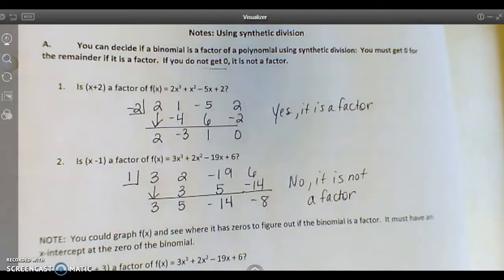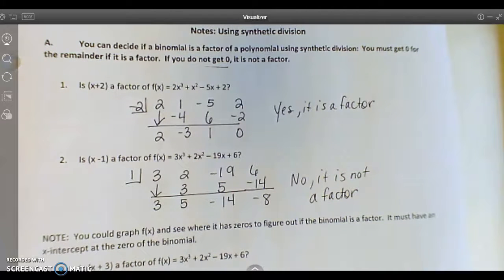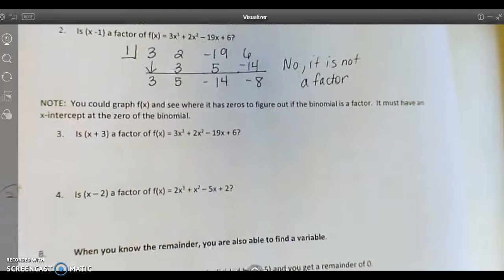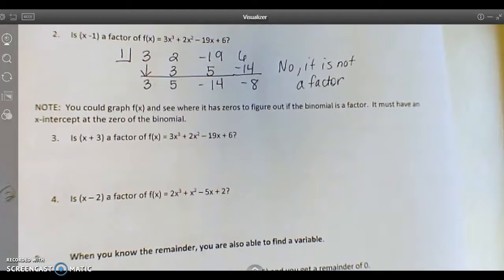And that's what you're looking for. You're looking for factors. You're looking for whether the remainder is 0 or not. So hopefully that's no big deal. Now, you can look at the graph to determine if something is a factor or not, instead of dividing it. And so we're going to graph that, and I'll show you what that means.